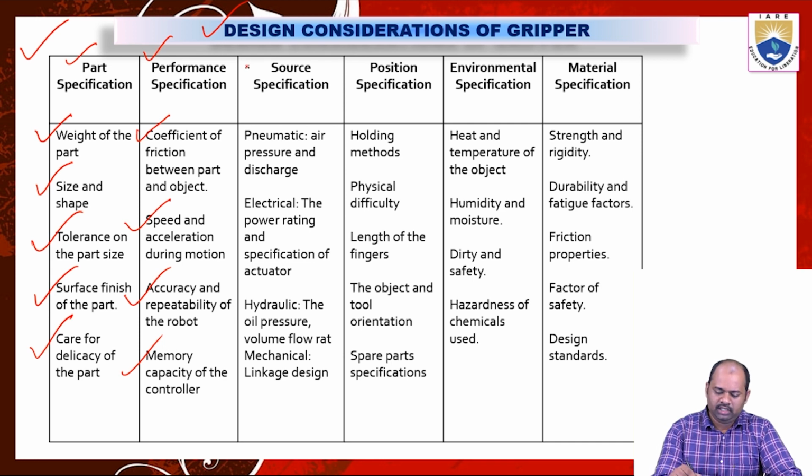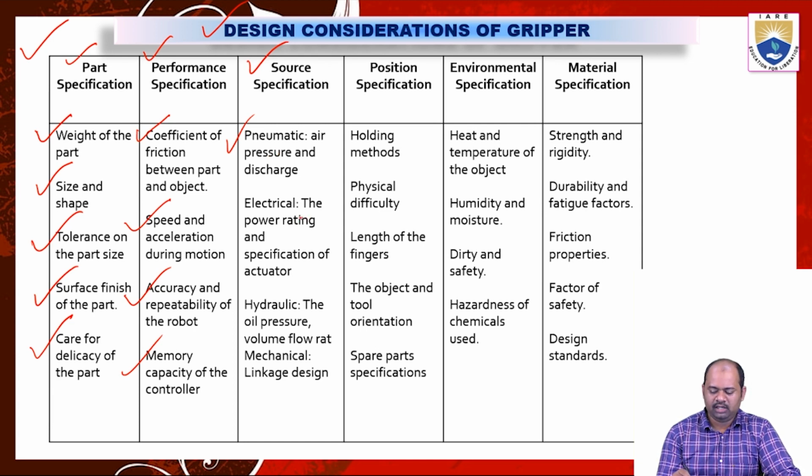And then the second kind of parameter we should keep in mind is source specification. What are the different sources we are using for actuating the gripper? The first one is pneumatic: air, pressure and discharge. If I am using a pneumatic compressor for operating the gripper, what is the amount of air that is to be applied on the gripper fingers? That should be kept in mind.